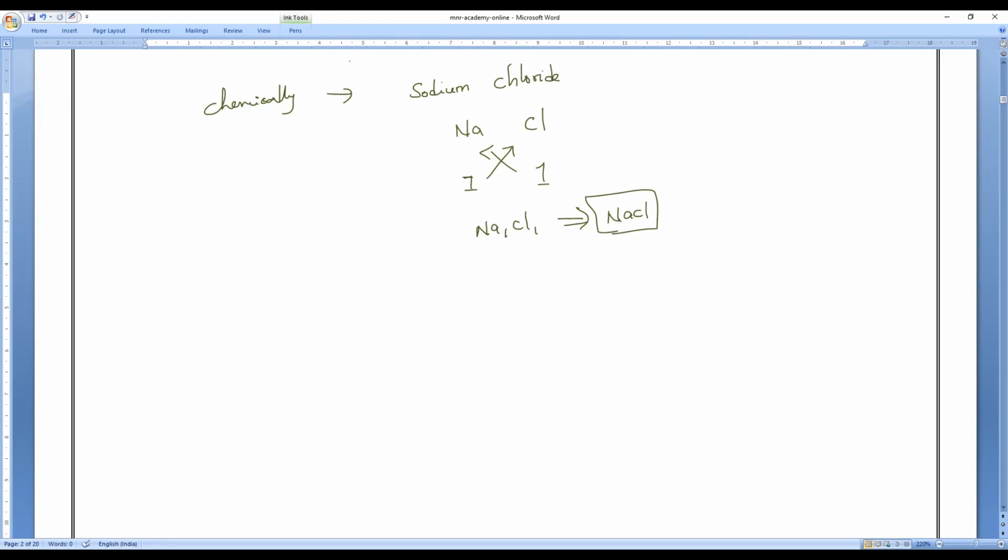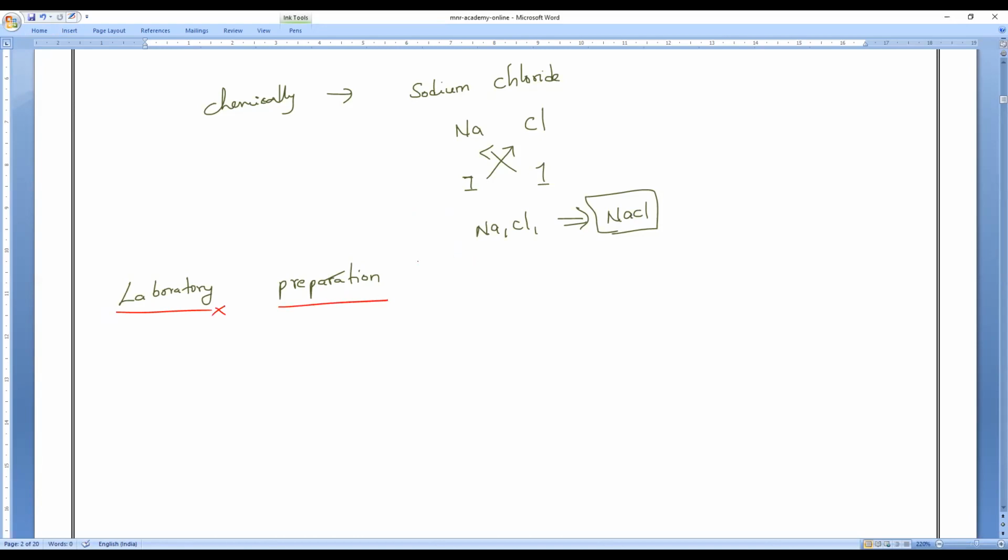Now suppose I ask Omar and Nimish to prepare common salt in the laboratory. Sir, how to prepare? This is the most important one. They will ask in the exam specifically, laboratory preparation of common salt. Near to our place, Pudukkottai, common salt is prepared naturally by evaporation of ocean water or sea water. But that is a natural process.